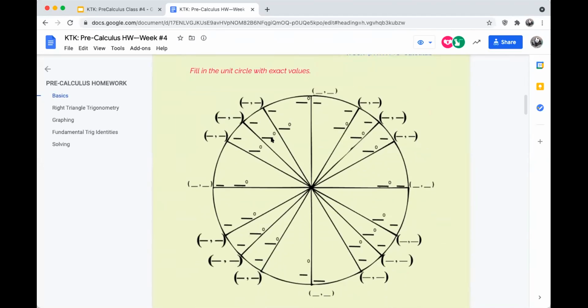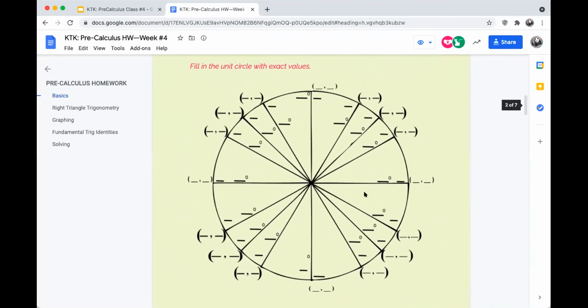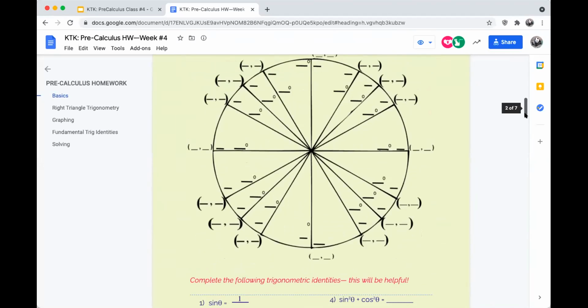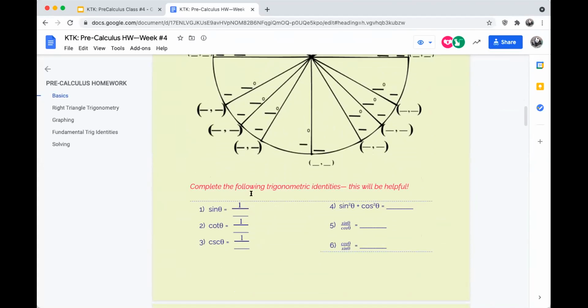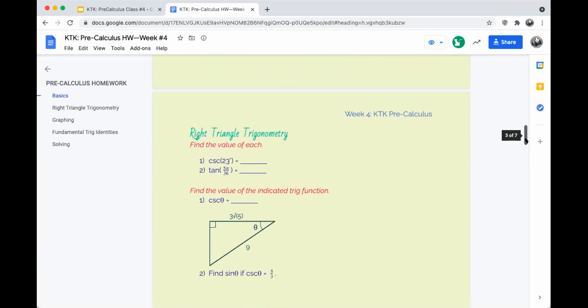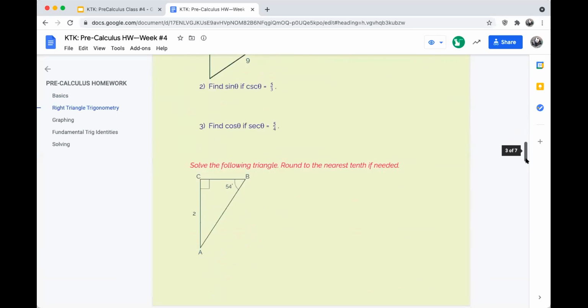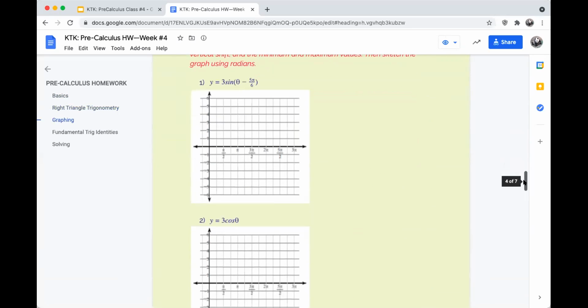Fill in the unit circle with exact values, and I would probably not use this specific unit circle for reference. I would print out my own annotated unit circle. That's however I like it. Unit circle is very useful. Complete the following trigonometric identities, which is just filling out the identity. Sine theta is equal to 1 by cosecant, cot theta is equal to 1 by tan, and so forth. And right triangle trigonometry, just some basics. Graphing, and I've got all the directions here. Find the amplitude, period in radians, phase shift in radians, the vertical shift, and the minimum and maximum values. Then sketch the graph using radians.